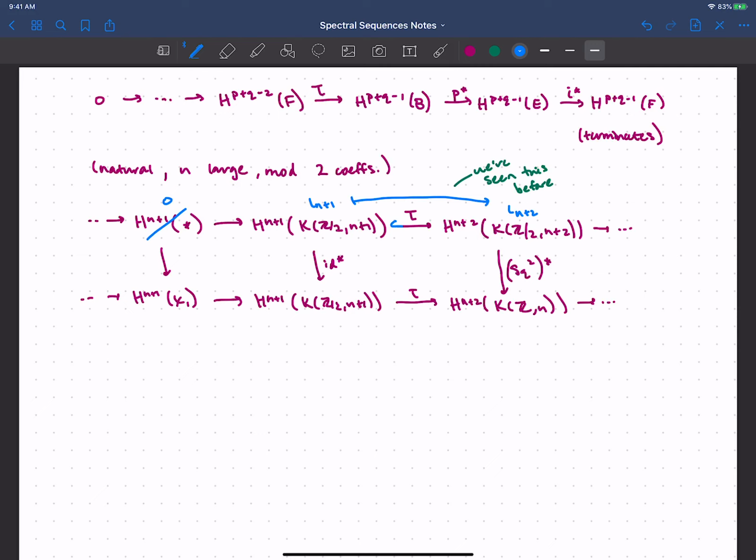But now how does that relate to our new story? Really the question is, what does the transgression do down here in our other fibration? And this iota_{n+1}, well, it maps via identity upper star to iota_{n+1}. And then the question is really, what does that map to?